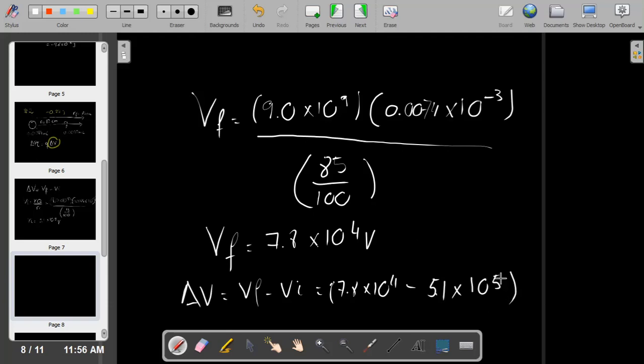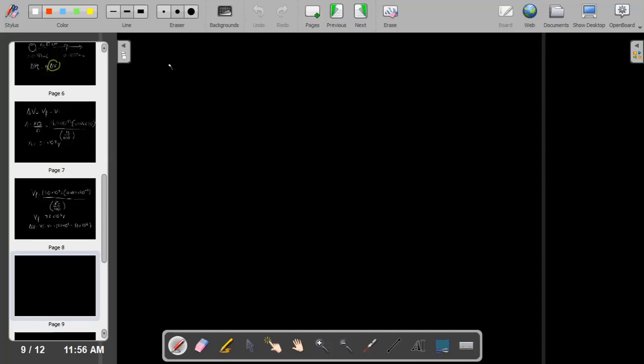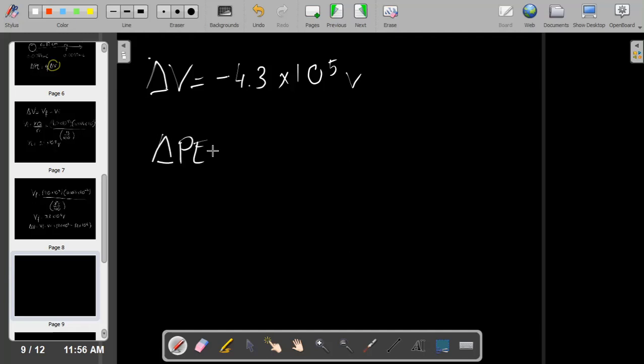So that is what you need to do to find your difference of potential. When you do it in your calculator, let me put difference in potential. The value you should be getting is minus 4.3 times 10 to the 5 volts. This is the number you should be getting. Now, are we done? No, because that's not what they were asking for. They were asking for the change in potential energy.